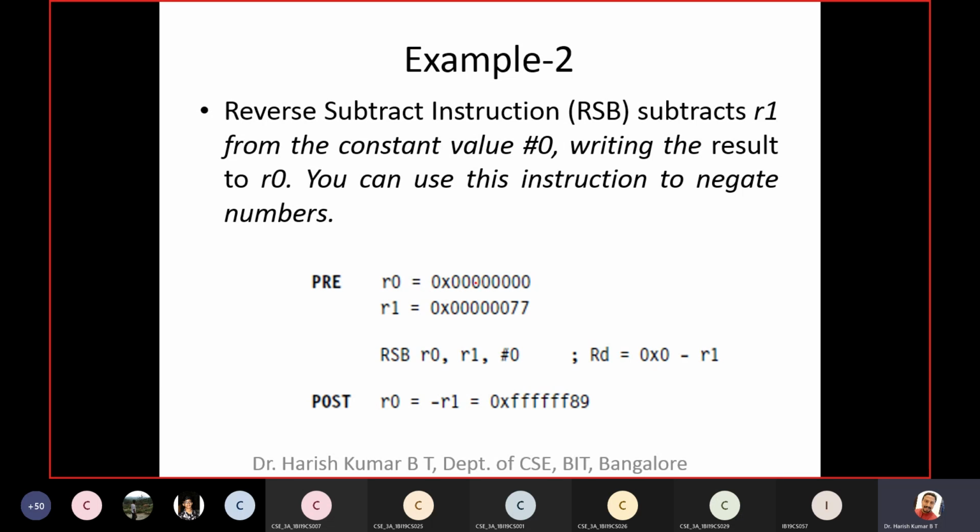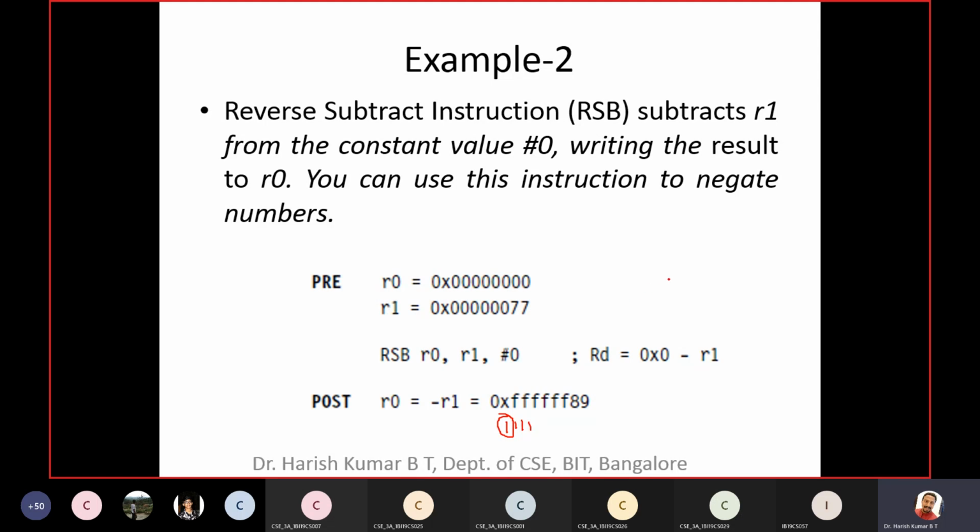Now the reverse subtract example. R0 is 0. In R1 I have 77. Now I'm trying to do the reverse subtract operation. R0 is my destination. I'm trying to subtract R1 from 0, that is 0 minus 77. When I do 0 minus 77, I should get a negative value, and this is a negative value, because the 31st position is 1. When I do 0 minus 77, it goes in the backward direction.